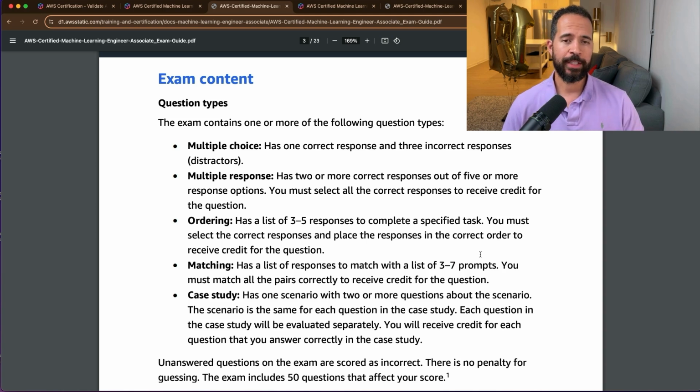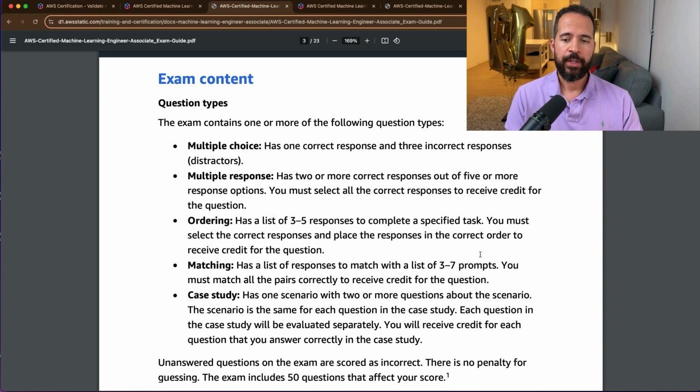One additional thing I wanted to point out for the machine learning engineer associate are the question types. Now, AWS has always had the multiple choice and multiple response. So multiple choice was essentially selecting one correct response out of 3 incorrect responses, and multiple response was pick 2 or more correct answers out of a total of 5 choices. However, with the machine learning engineer associate as well as the AI practitioner, AWS has introduced additional question types to include ordering, matching, and case study.